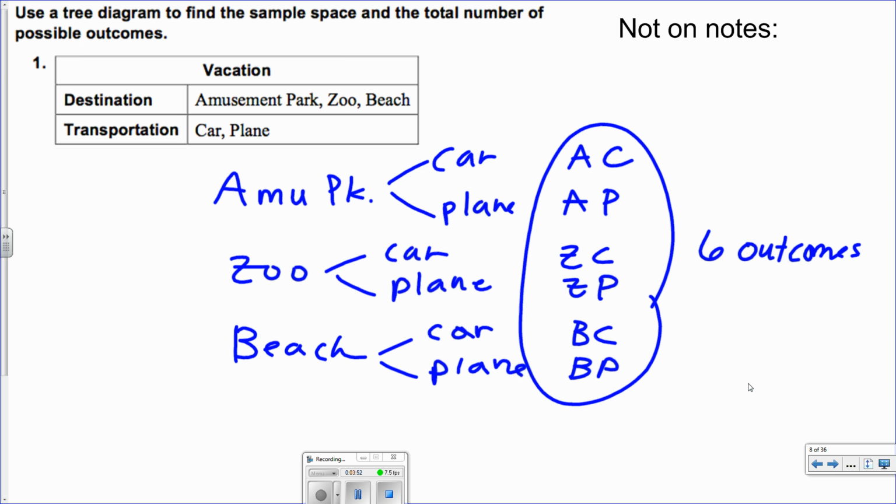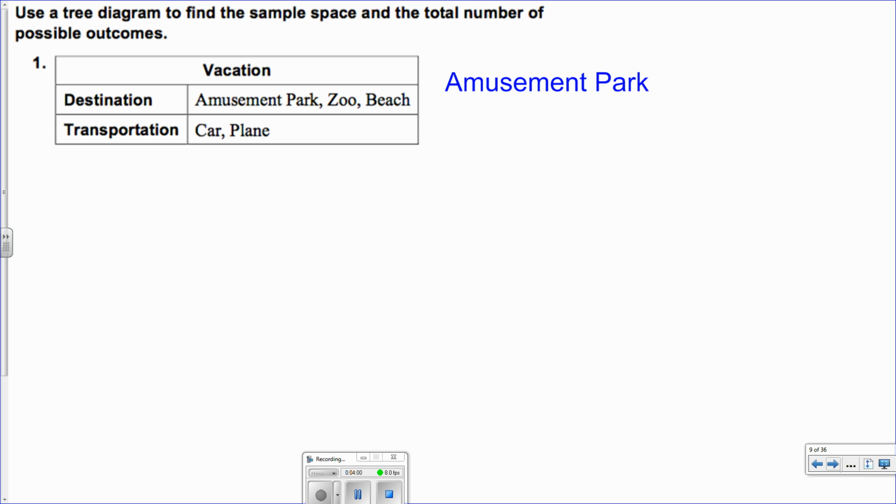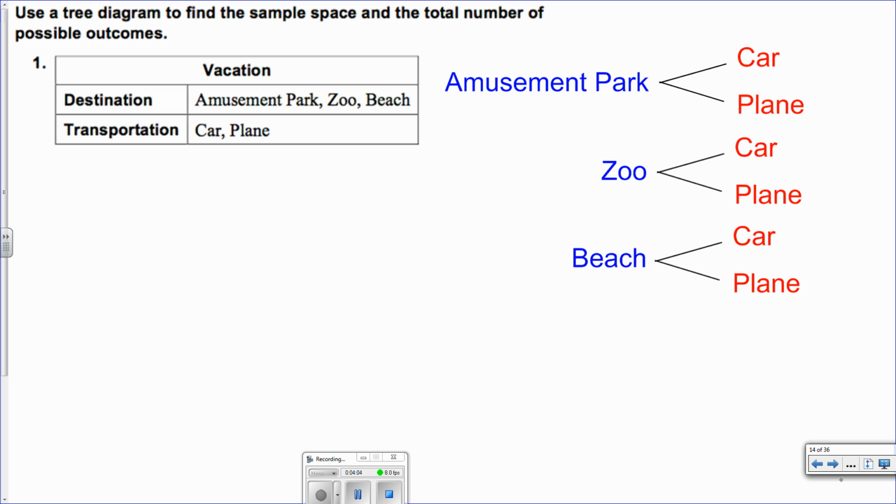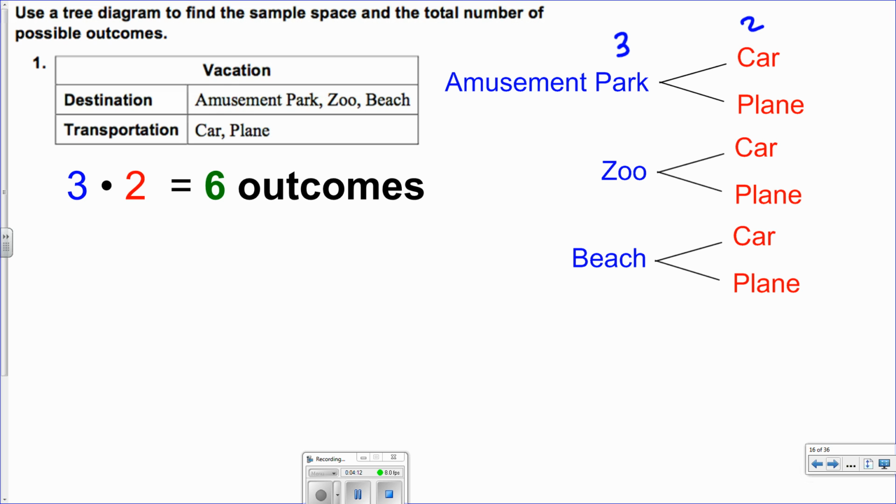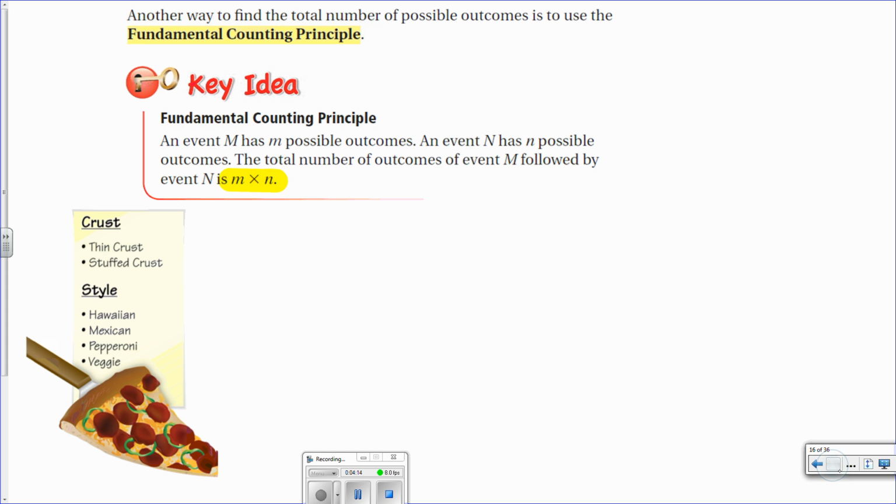So that is how you list a sample space and the number of outcomes. I'll just walk you through that really quickly, seeing what those are. So 3 times 2 is 6 outcomes. Notice that I had 3 options here and 2 on each of these. So we counted them up to be 6, but you could have multiplied them.